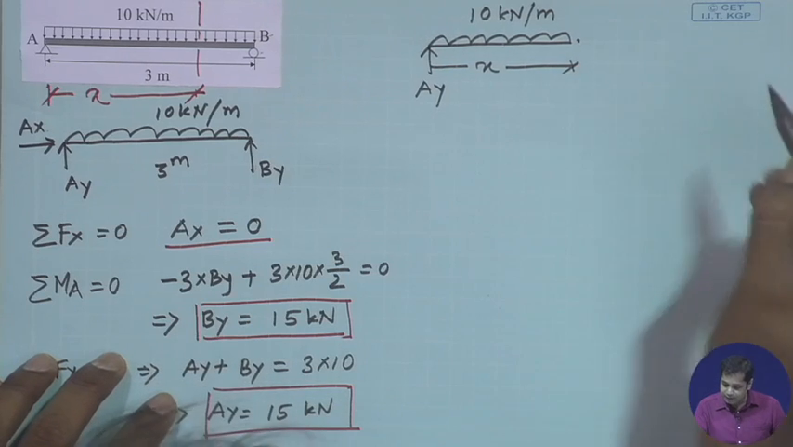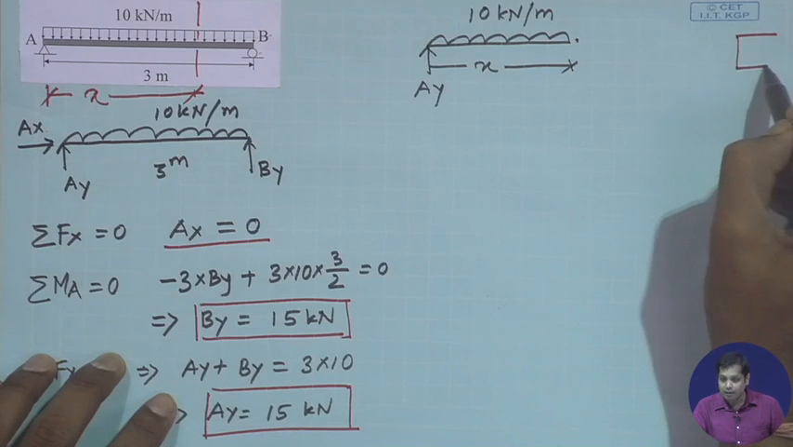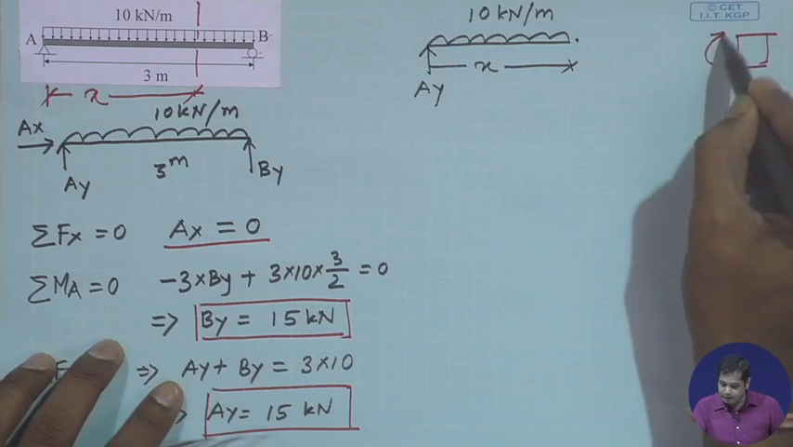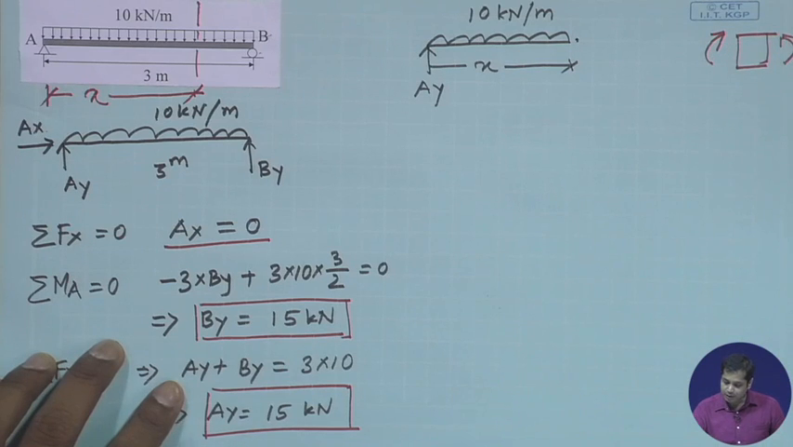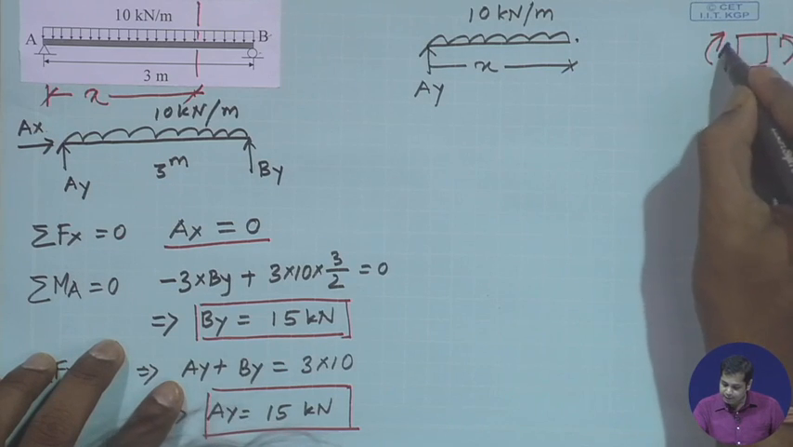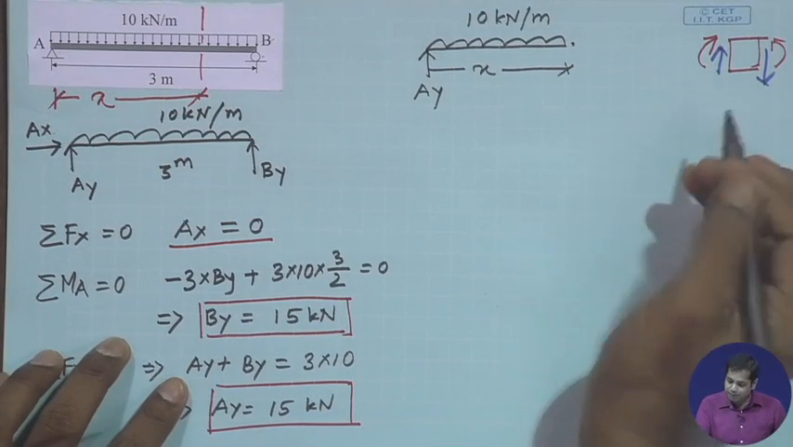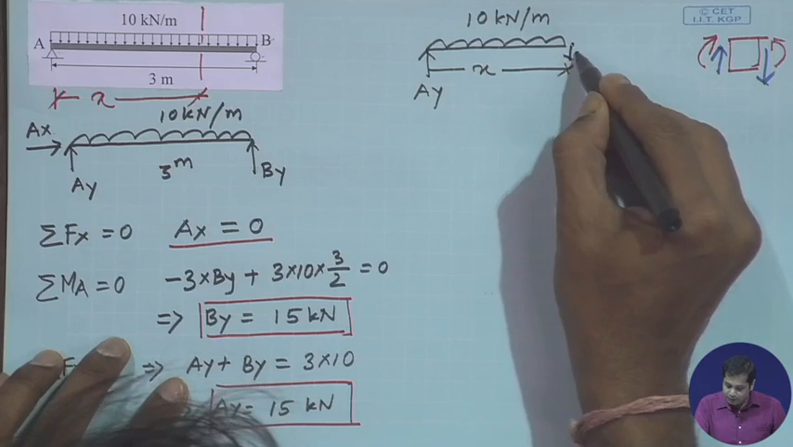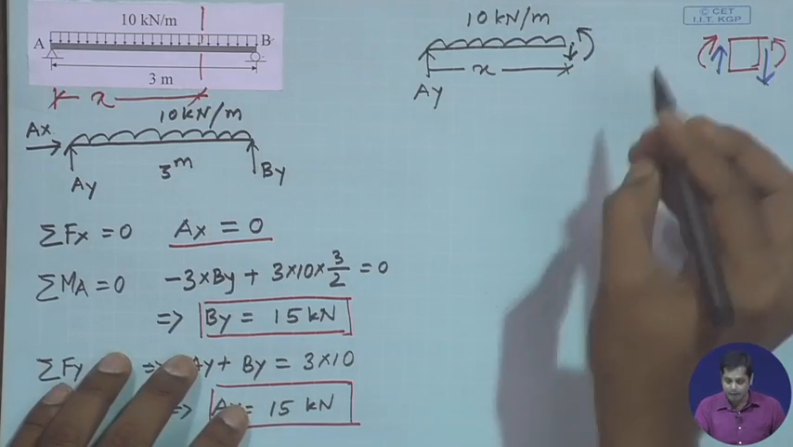And as per our sign convention, if you remember, our sign convention was like this. This moment is positive, and for shear force, this shear force and this shear force are positive, right. So, the direction of force is this here and this.